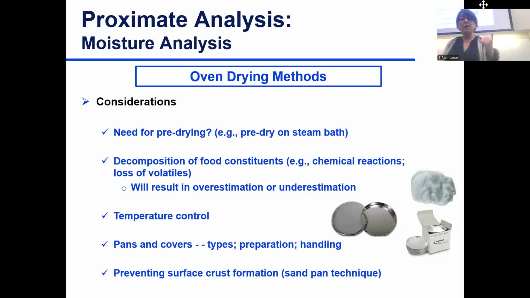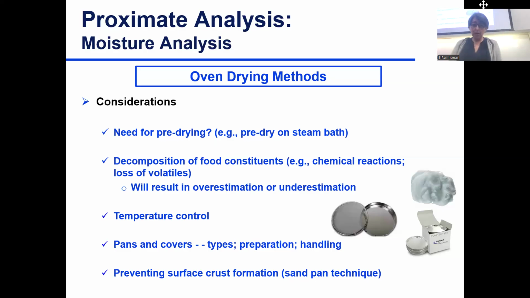Chemical reactions can cause underestimation as well. One example of a chemical reaction that causes underestimation is lipid oxidation. Why? Because lipid oxidation takes up oxygen from the atmosphere. Now the oxygen weight is part of your dry matter. So your dry matter will have a little bit more weight than when you don't have lipid oxidation, and then you have an underestimation. These are examples of decomposition of food constituents that will lead to over or underestimation.